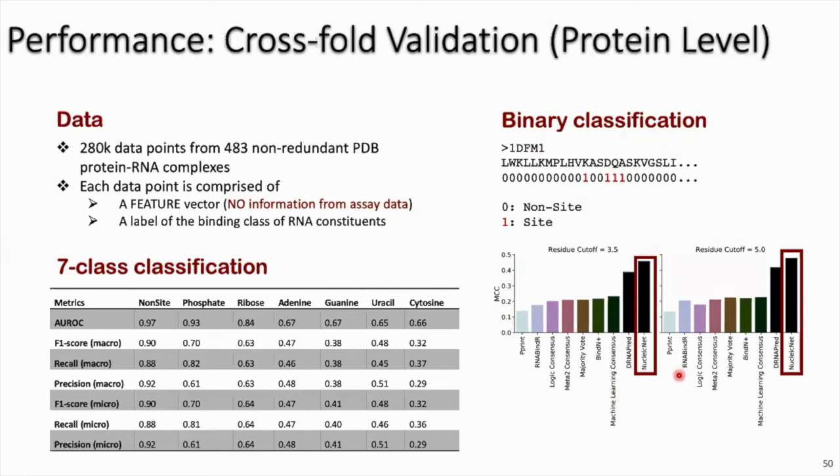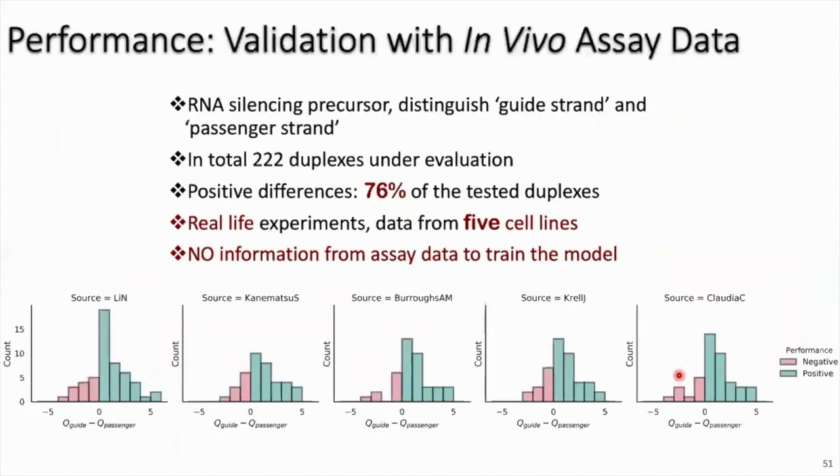And of course, our method is designed for real-life problems. Only checking the cross-fold validation is not enough. We need to make sure the prediction of our method is consistent with the real wet experiments. So we performed the following experiment. In this experiment, we want to check whether our method can distinguish the guide RNA strand from the partner RNA strand in the RNA silencing precursor duplex. Essentially, both of the two strands can bind to the specific protein. However, the guide strand will have a higher binding affinity.